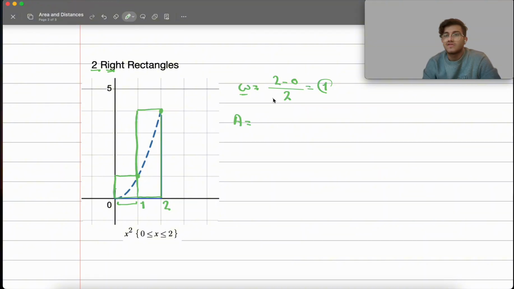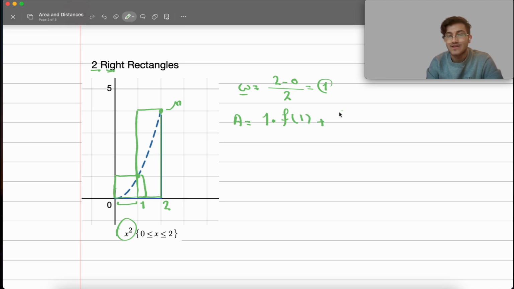This is just the sum of the area of those two rectangles. What are those? The width, which is 1, times what? What is the height of this rectangle? How can I know that? I don't really have it, but I have the graph. The graph is x squared, so the height is going to be f of x. What is my x? It is 1 right here. So I'm going to replace x with 1.